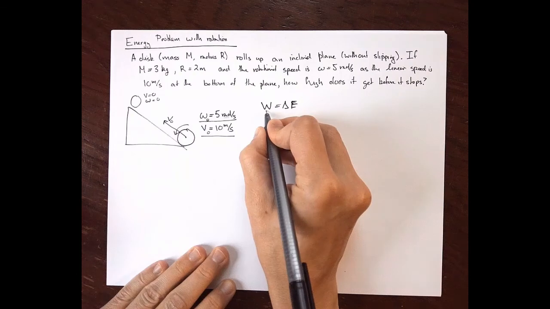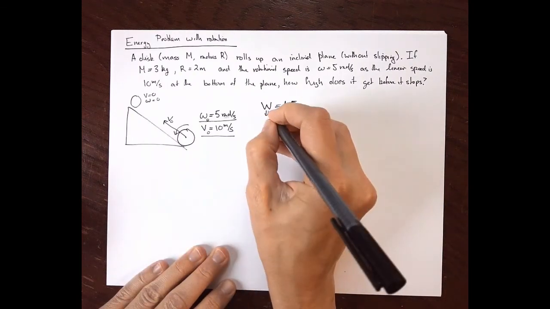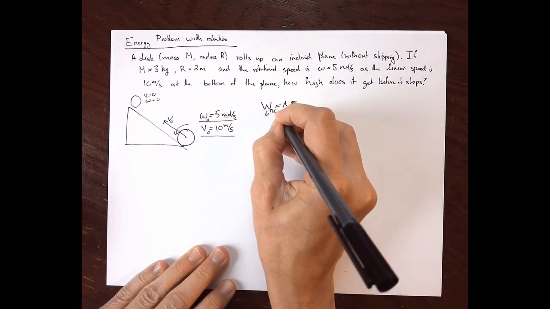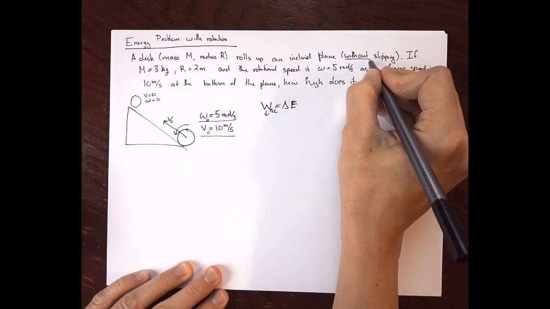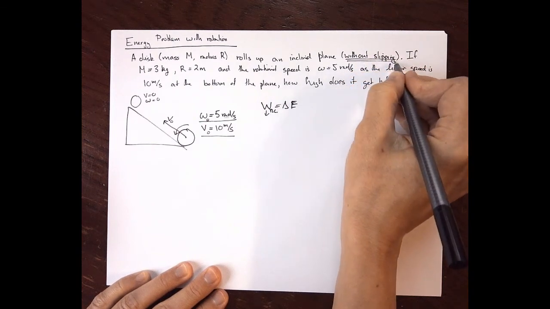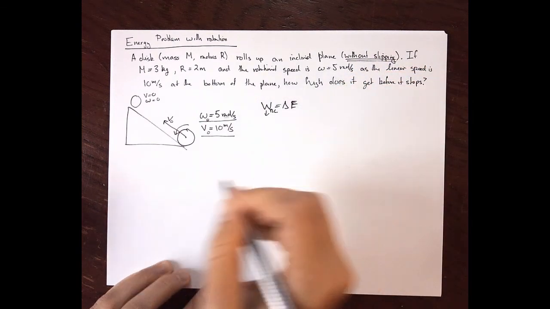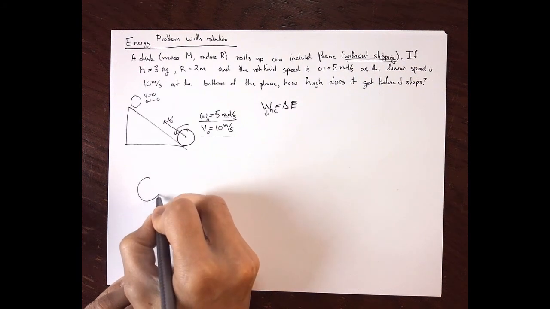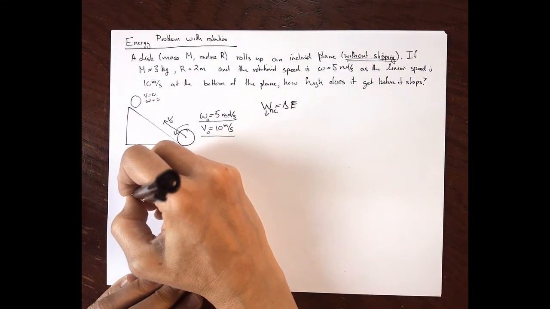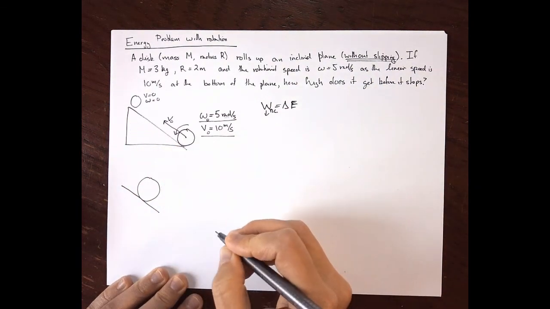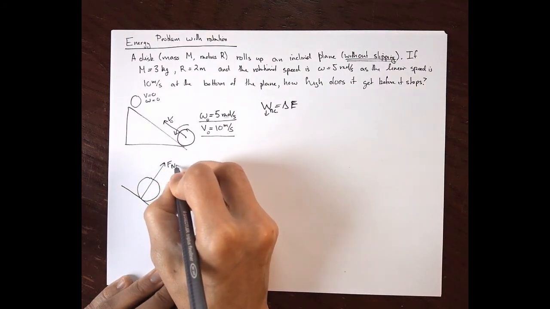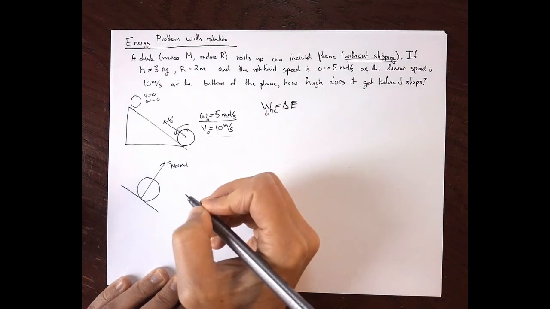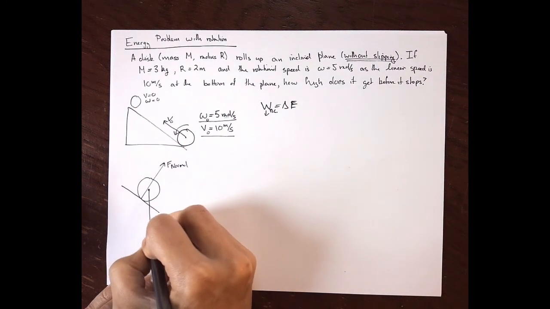All right, so let's first look at work. Do we have any non-conservative forces doing work on this? And it's going to turn out that we don't. And this is actually the important phrase right here. Because if we draw a force diagram on this as it's rolling up, what are the forces we're going to have? We're going to have the normal force. We're going to have gravity.